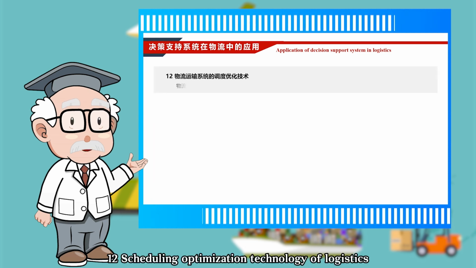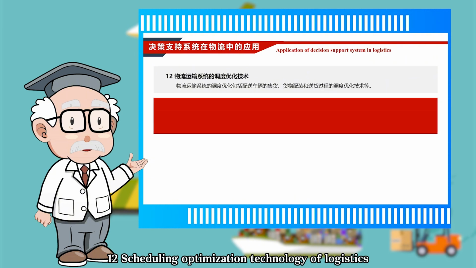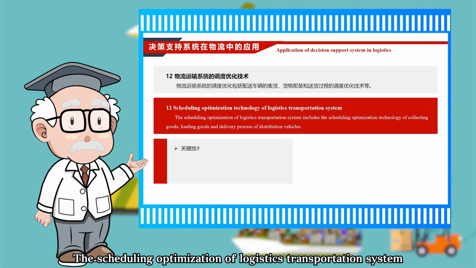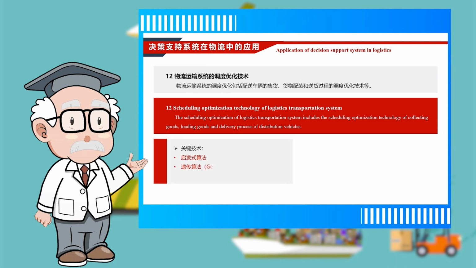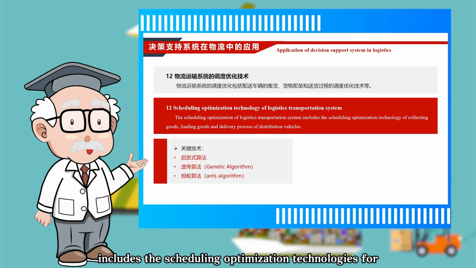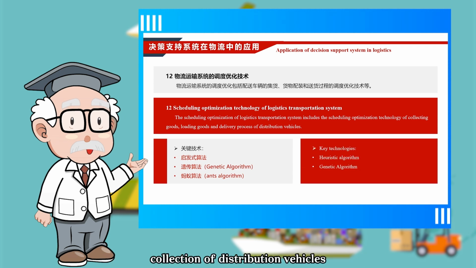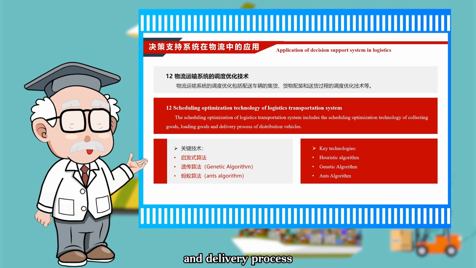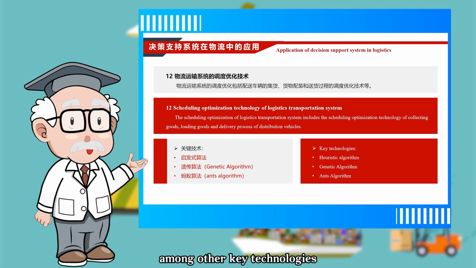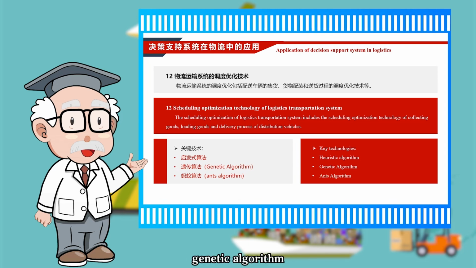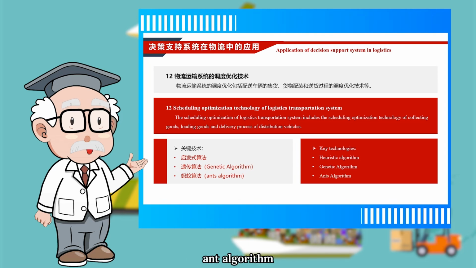12. Scheduling optimization technology of logistics transportation system. The scheduling optimization of logistics transportation system includes the scheduling optimization technologies for collection of distribution vehicles, cargo loading and delivery process, among other key technologies. Heuristic algorithm, genetic algorithm, and algorithm.